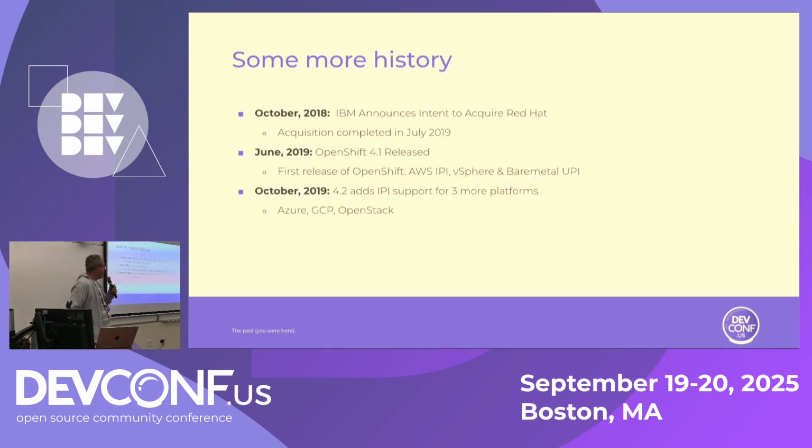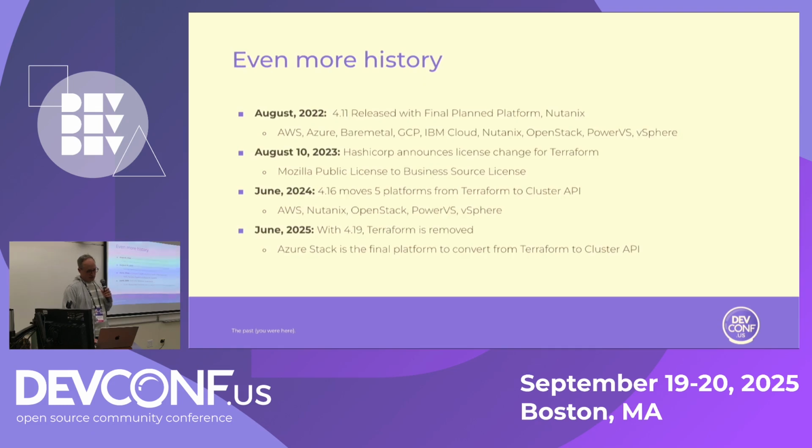October 2018, IBM announces its intent to acquire Red Hat. The acquisition was completed in July 2019. June 2019, OpenShift 4.1 was released. That's the first release of OpenShift, and that had support for infrastructure provisioning on AWS, so the installer would actually set up the infrastructure. You could also install on vSphere and bare metal. Users provided their own infrastructure. 4.2 added infrastructure provisioning support for 3 more platforms, Azure, GCP, and OpenStack.